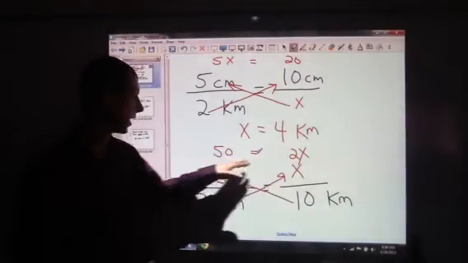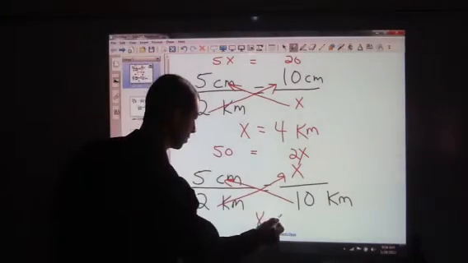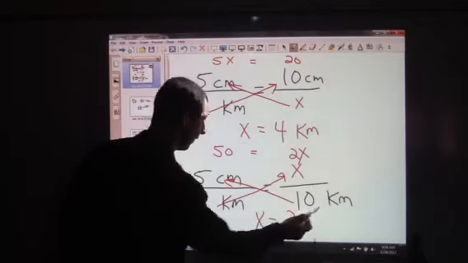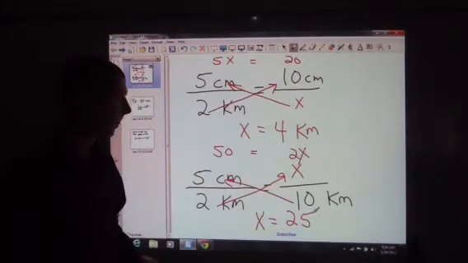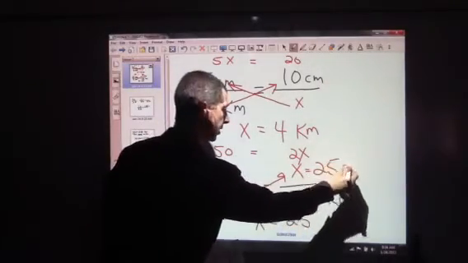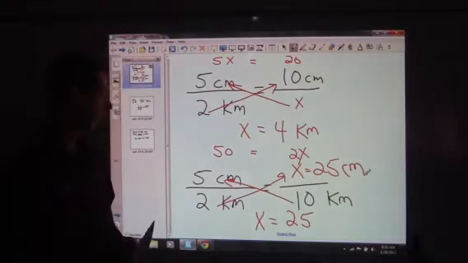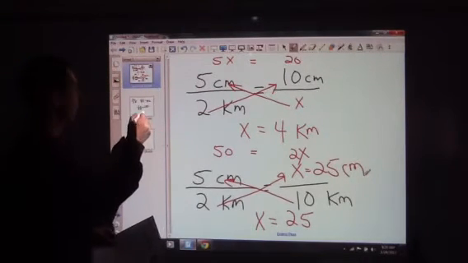So if we divide both sides by 2, that'll get rid of this 2. So x is going to equal 25 here. So this answer is 25. I can put it right here. And once again, that was in centimeters. So that's how those are set up. Let's take a look at a similar one.